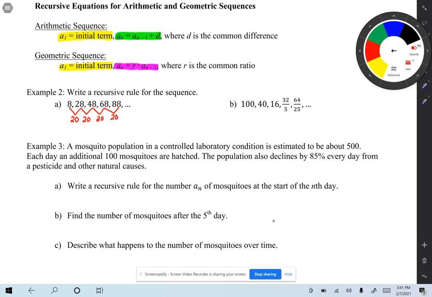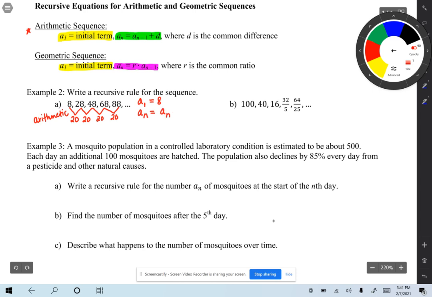So since we know it's arithmetic, let's write it down here. Then we need to use the arithmetic sequence. So we need to use this. So we need to write the first term. The first term is equal to 8. So remember this recursive has two parts. Second part, the next term, is equal to the previous.